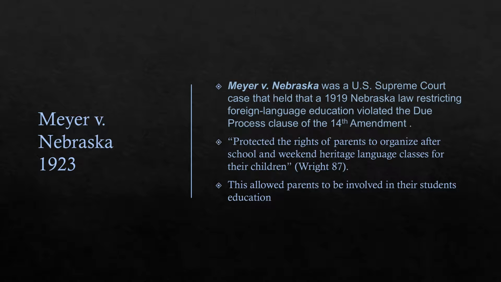Meyer versus Nebraska was a United States Supreme Court case that held a 1919 Nebraska law restricting foreign language education violated the Due Process Clause of the 14th Amendment. This case protected the rights of parents to organize after-school and weekend heritage language classes for their children. This allowed parents to be more involved in their students' education.